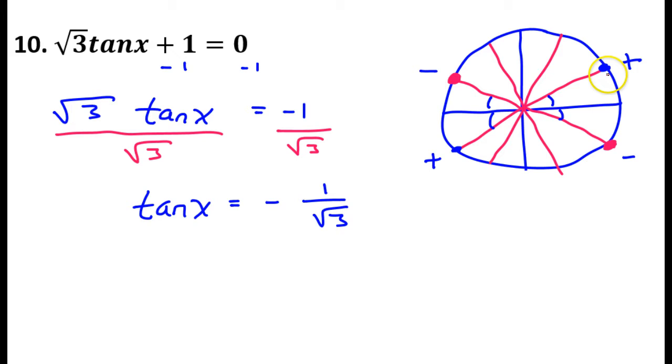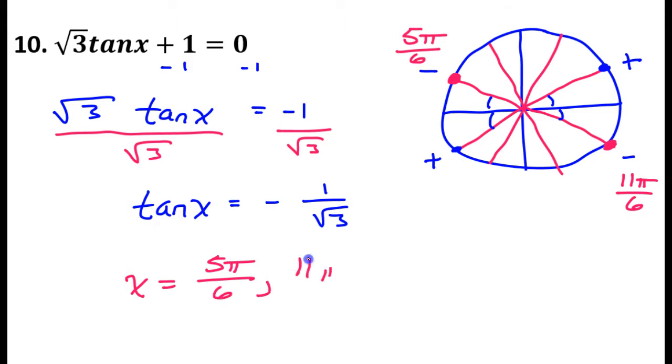So what are they? So here I have 1 pi over 6, 2 pi over 6, 3 pi over 6, 4 pi over 6, 5 pi over 6. So this is 5 pi over 6. 6 pi over 6, 7 pi over 6, 8 pi over 6, 9 pi over 6, 10 pi over 6, 11 pi over 6. So there you go. X is equal to 5 pi over 6 or 11 pi over 6.